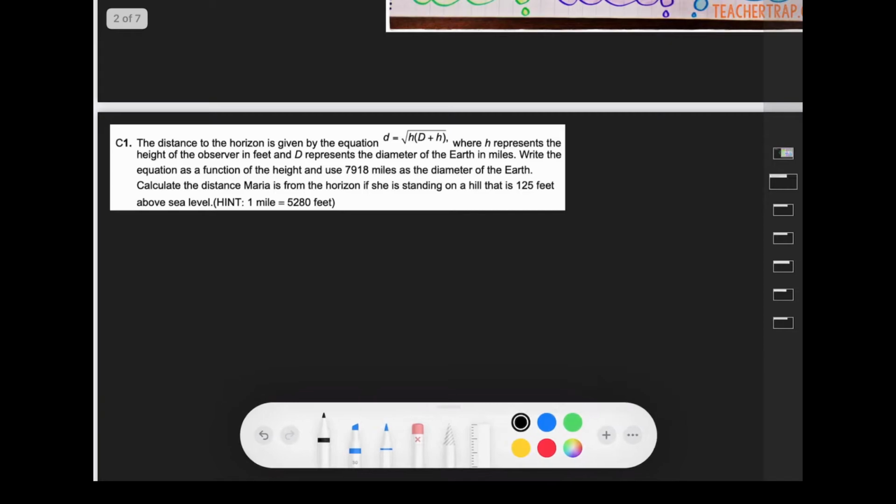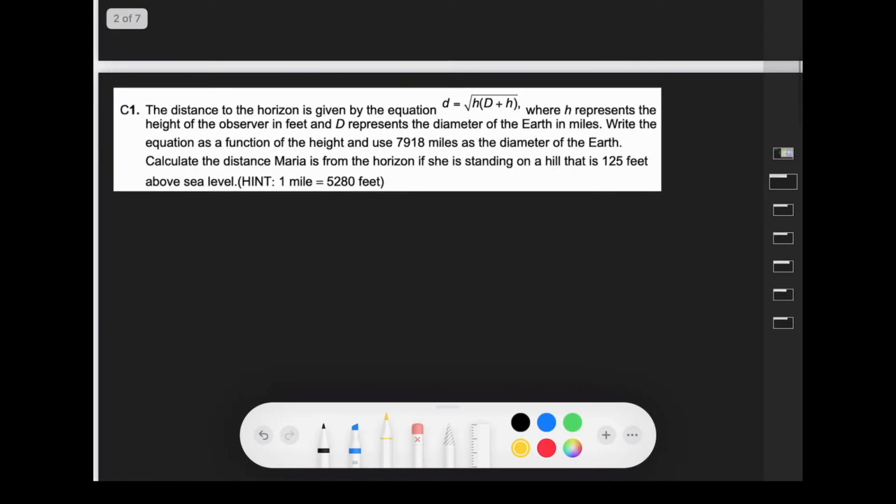Go to C1 here. Let's read this word problem and see if we can get some information out of it. And we might have to read it a couple of times. The distance to the horizon is given by the equation d equals square root of h times d plus h, where h represents the height of the observer in feet. I'm going to highlight that. So h represents the height of the observer.